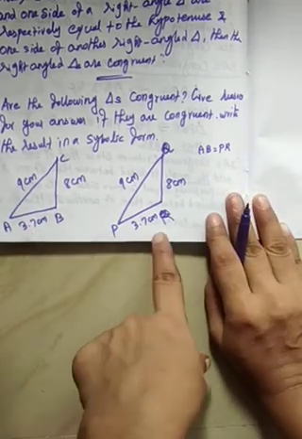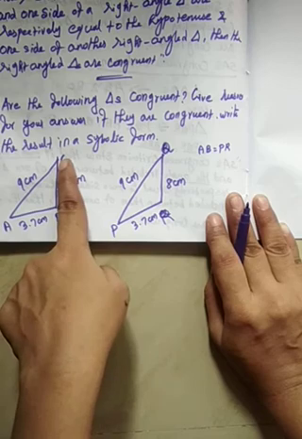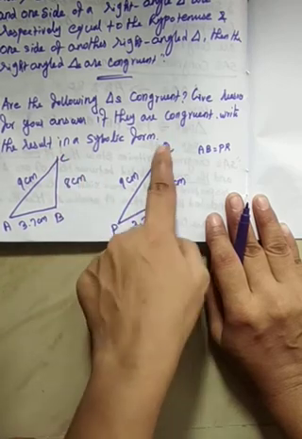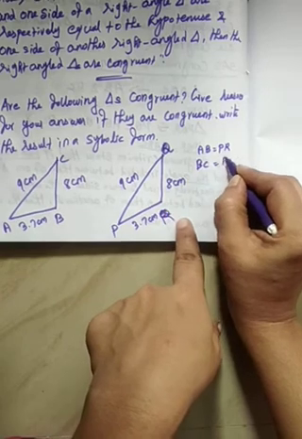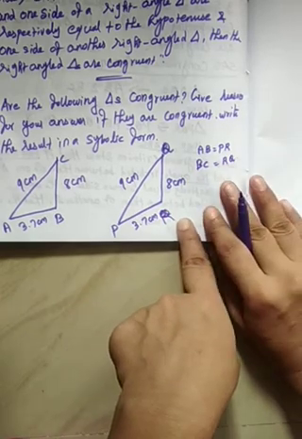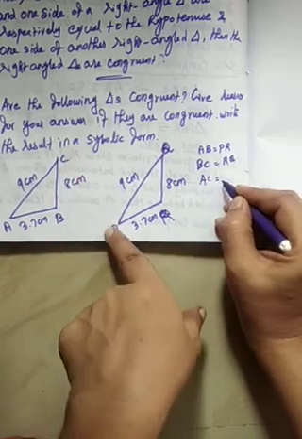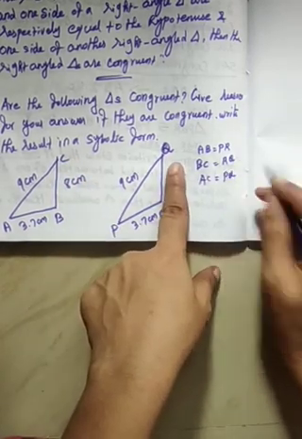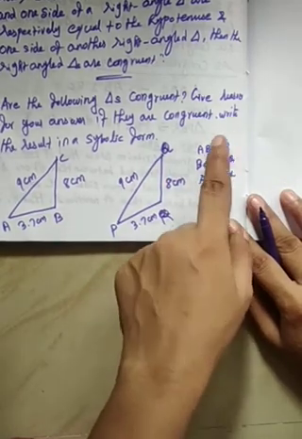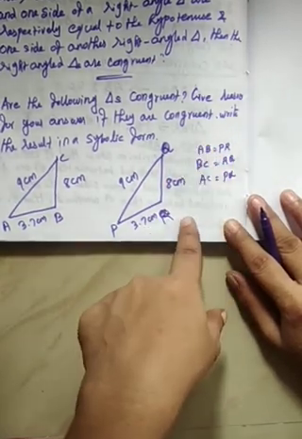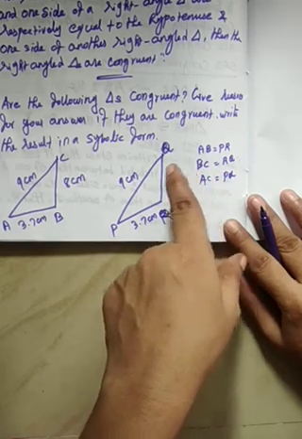Both are 3.7 centimeter. And then BC equal to RQ, both are 8 centimeter, right? So BC equal to RQ. And see here, AC 9 centimeter equal to PQ also 9 centimeter. See, all these three terms are sides only. So we can say triple S congruence criterion.